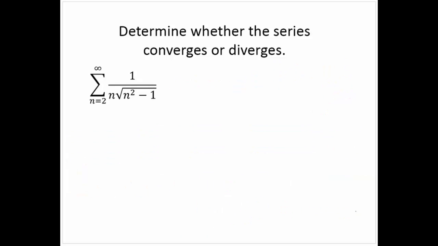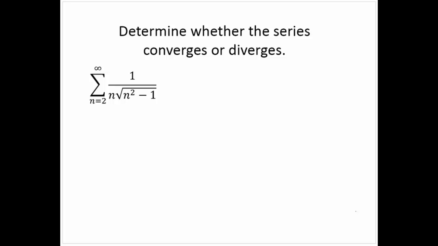All right, and here's a third example. And now would be a good time to pause and try this one out on your own. All right, so here we have sigma n equals 2 to infinity of 1 over n times the square root of n squared minus 1. And again, notice it starts at n equals 2 because if we allowed it to start at n equals 1, our first term would be undefined. So we have it start at 2.